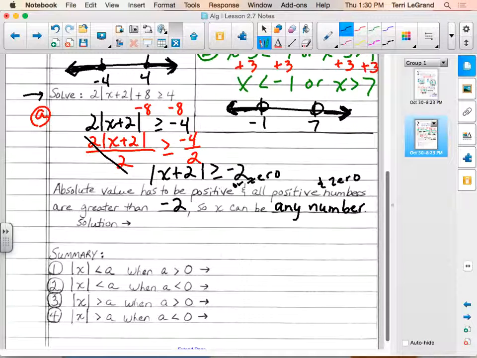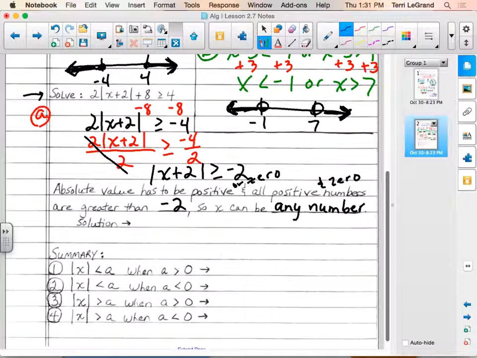What happens when you take the absolute value of a negative number? You get a positive. Isn't a positive number greater than negative 2? Yes. Can you think of any positive number that's not greater than negative 2? No. So it doesn't matter what you end up putting in for X. If this ends up negative, when you take its absolute value, it's still going to be positive. When you put in negative 2 for X, you're going to get 0. When you take the absolute value of 0, you're going to get 0, and that's still greater than negative 2.